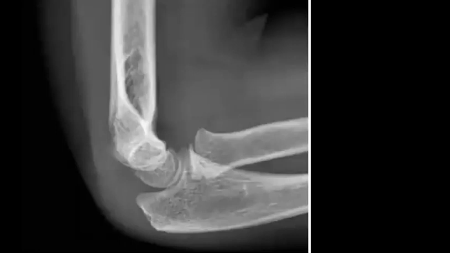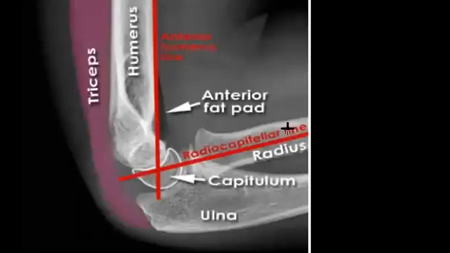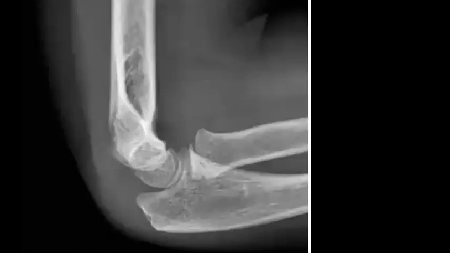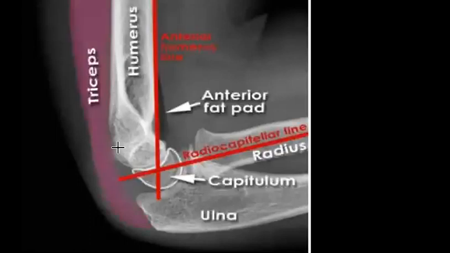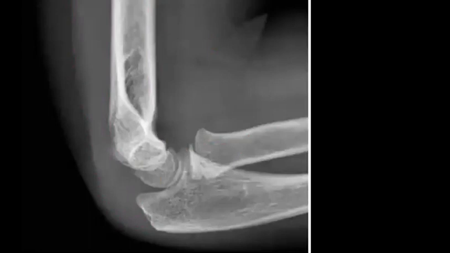Okay. And you remember correctly that when you go to the elbow, you start with two lines. The first line is the radiocapitellar line, and it goes from the center of the radius, and it should cut the capitulum. Yes, and the other line is the anterior humeral line. So you check the fat pad sign, if there is any posterior fat pad sign. The anterior fat pad sign you can see as normal, but the posterior fat pad sign shouldn't be visible, right?